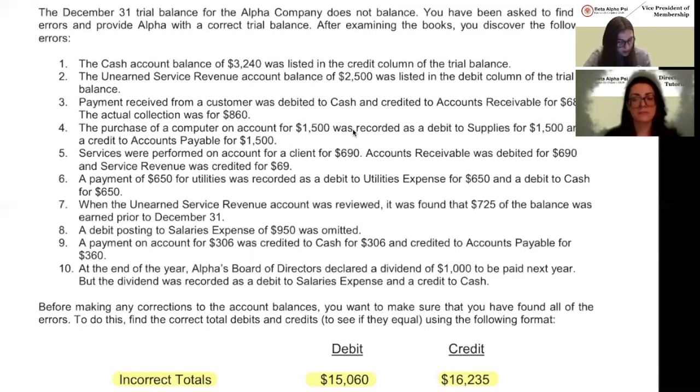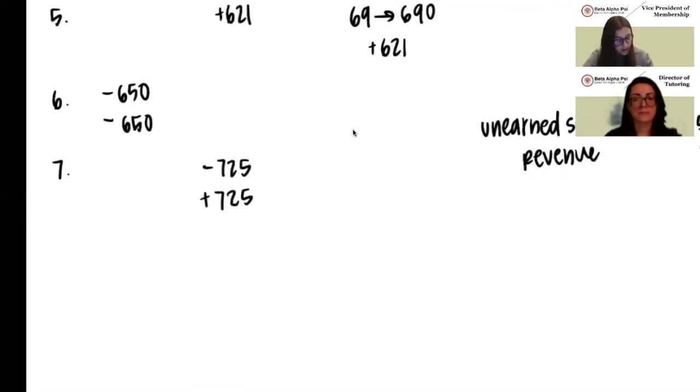Number 8, a debit posting the salaries expense of $950 was omitted. So they just forgot to do a debit to salaries expense for $950. All expenses have a normal debit balance. And so we're just going to do a plus $950 on number 8 on the debit side.